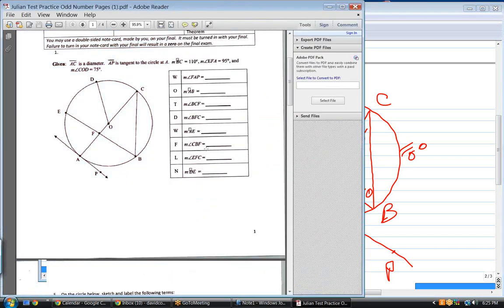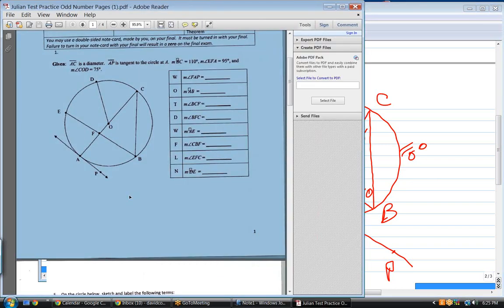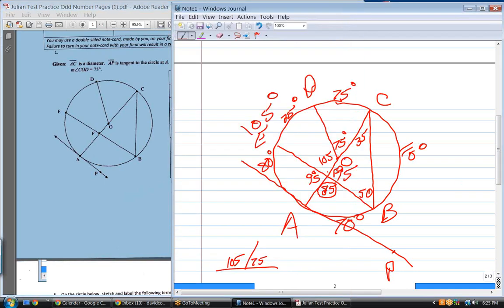Okay, next one. Measurement of CBF. Well, we figured that out already. That's that angle right there, 50 degrees. Okay. And the measurement of EFC. That's this angle right here. Well, what is that angle right there? Is it 85? It's a vertical angle with this 85. So it's 85. It's also supplementary with the 95s. Yeah. Okay.